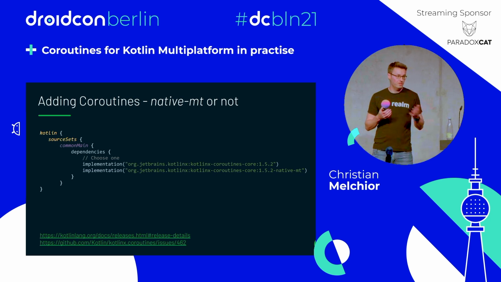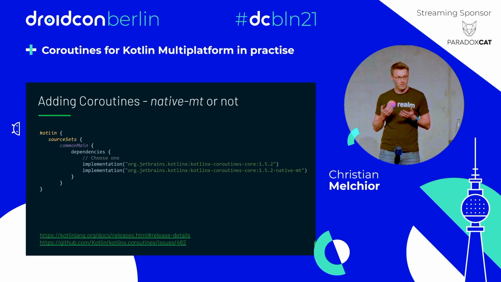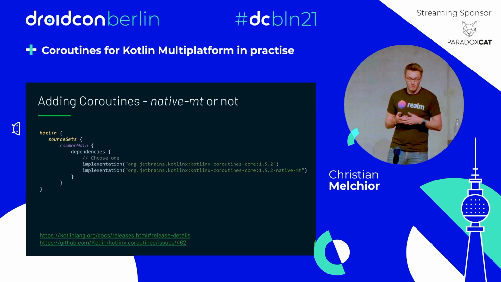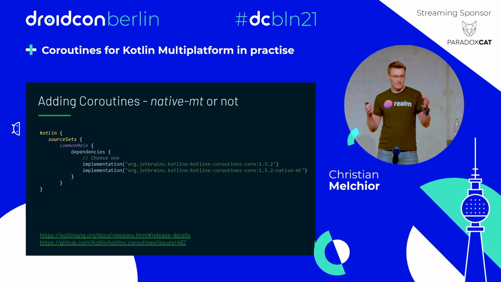So then they released this native MT library, or multi-threaded library, which basically lifts this restriction, but at the cost that it has more bugs right now. And they're still working on it. So their plan is that they want to merge these two, but right now there's two.